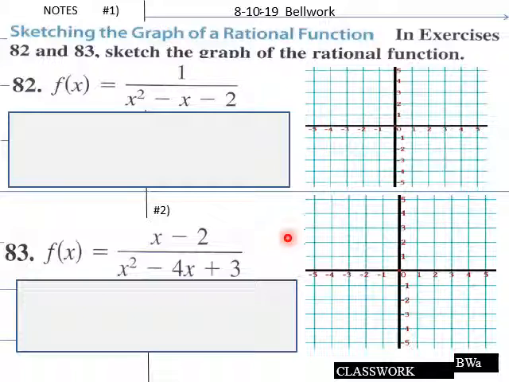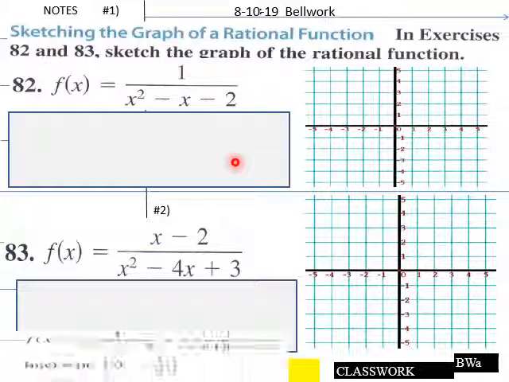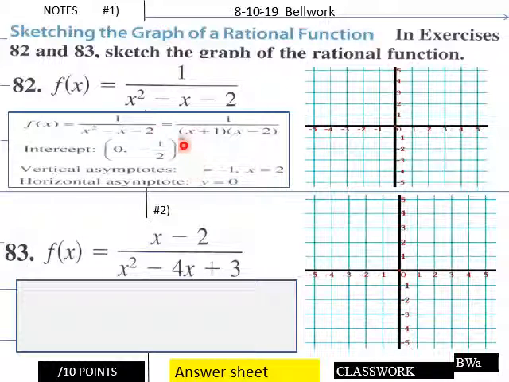Welcome back everybody for today's lessons. So we're going to sketch the graph of f of x equals 1 over x squared minus x minus 2. The way that graph would become sketchable is we're going to factor the denominator, x plus 1, x minus 2.